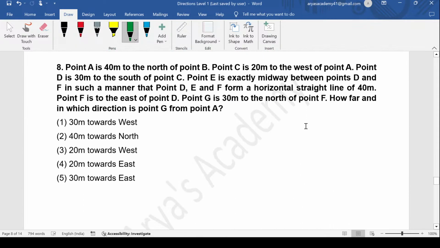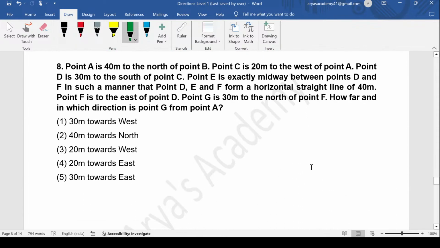Okay, now we are moving to question number 8. So I'll start. Point A is 40 meters north of point B. We don't know where A is, where B is, so I'll assume it to be somewhere. So I'm taking point B to be here somewhere, okay? And I'm considering point A to be here somewhere. And we already know the distance is 40 between A and B, and A is north of B.